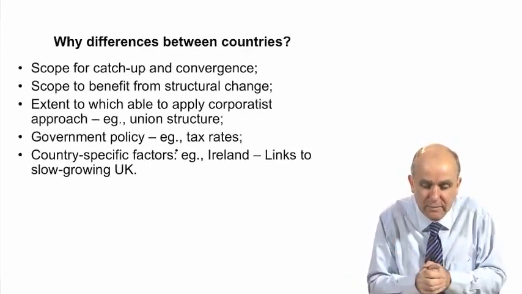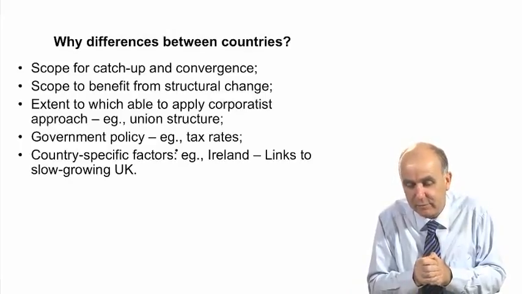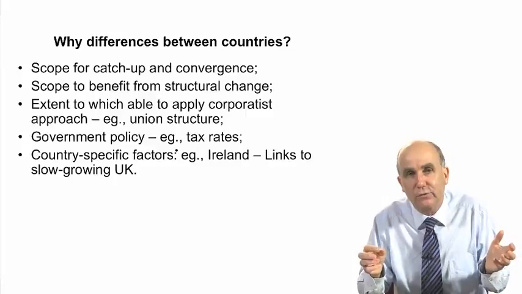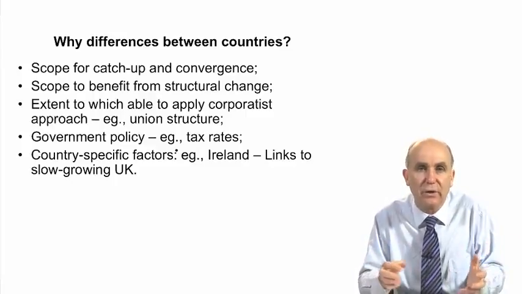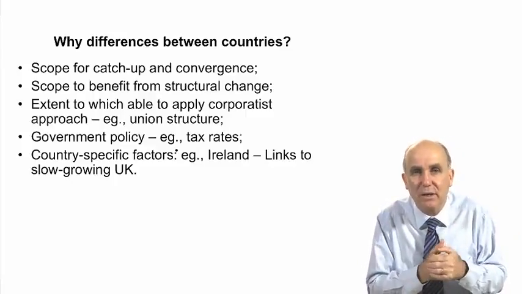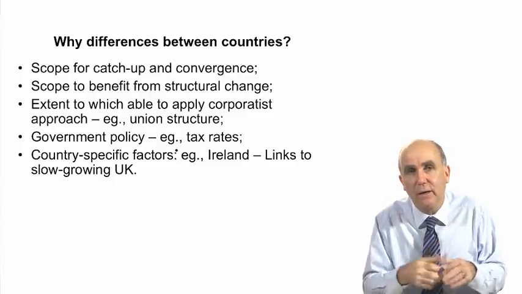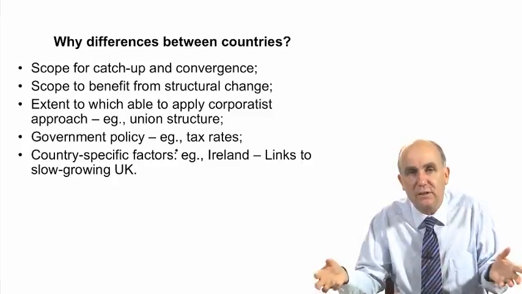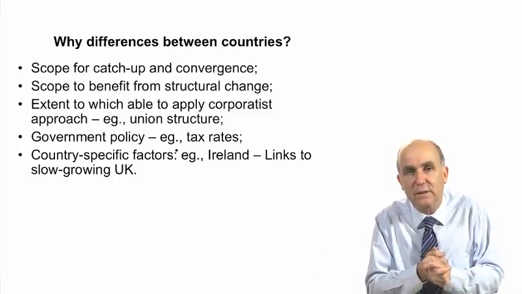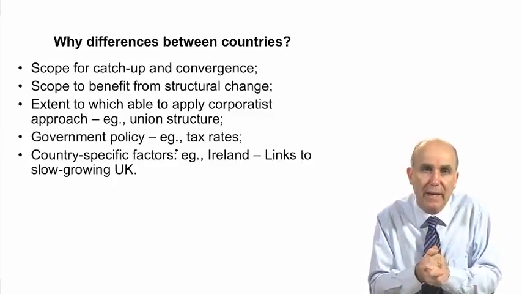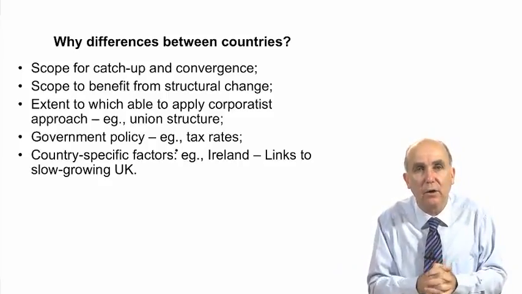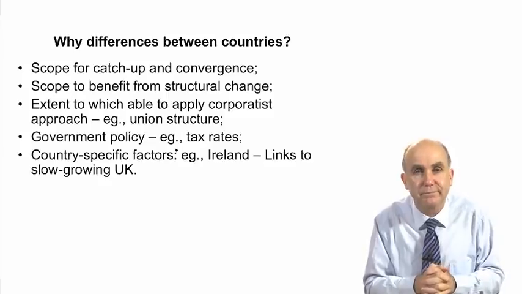And there are also likely to be country-specific factors. So, for example, Ireland in this period looks like it grew less quickly than you might have thought, given the level of GDP per capita it began with in this period. And perhaps that might be due to its geographic location, being distant from the rest of Europe, or not on continental Europe, and links to the UK, which was a slower growing part of Europe.